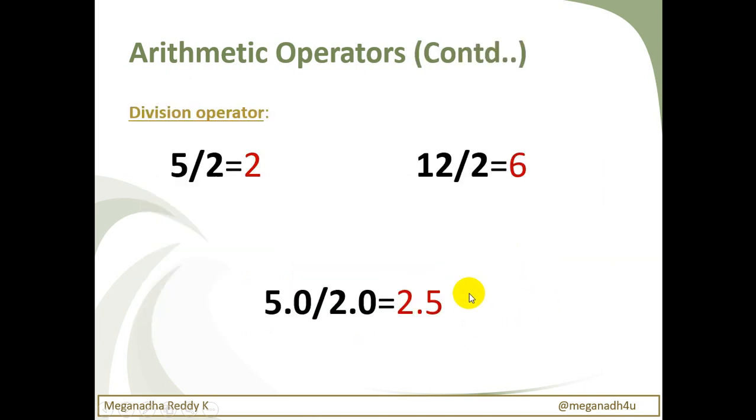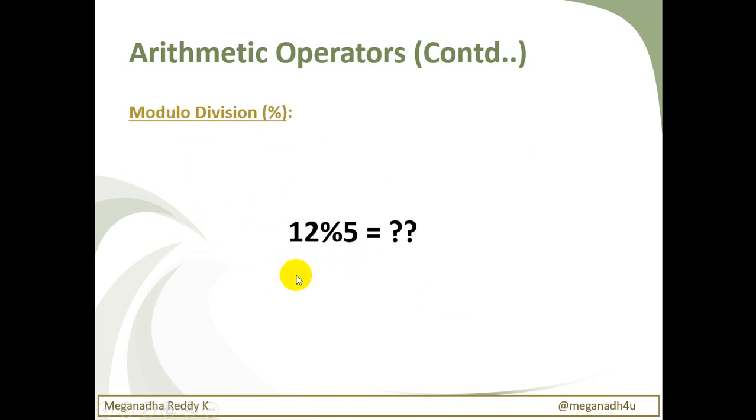You can see here, 5 divided by 2, because it's integer, rounds off to 2, and 12 by 2 is 6. Ideally you can consider this as 2.5, and 5.0 divided by 2.0 is 2.5. So all these things that we have seen here are normal division. That's the division operator. And the next one we have is modulo division.